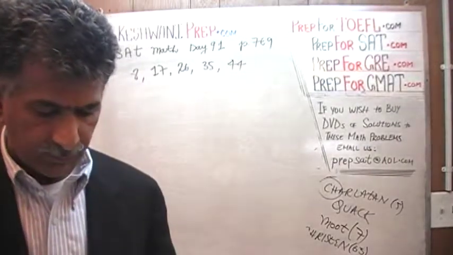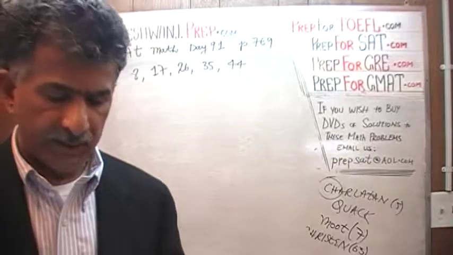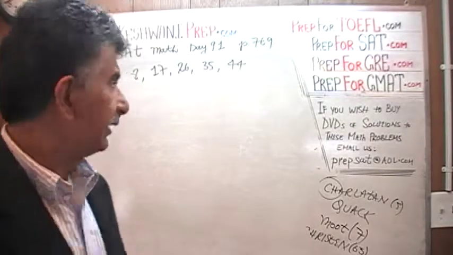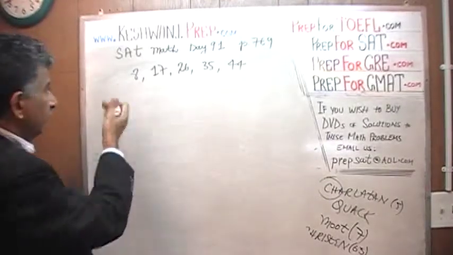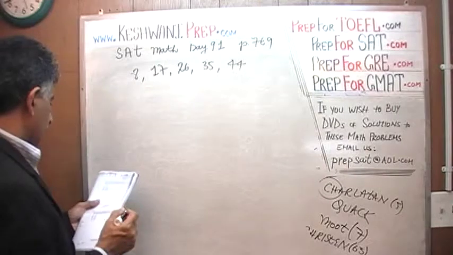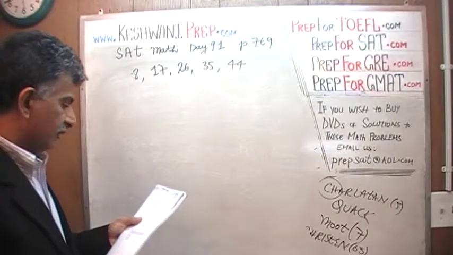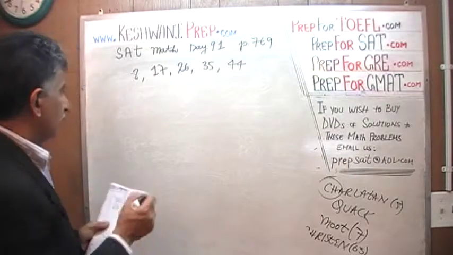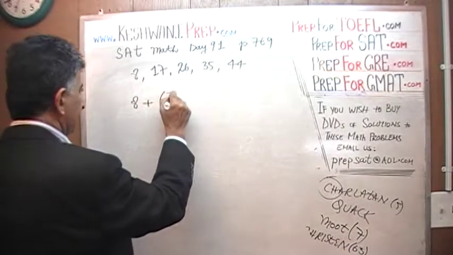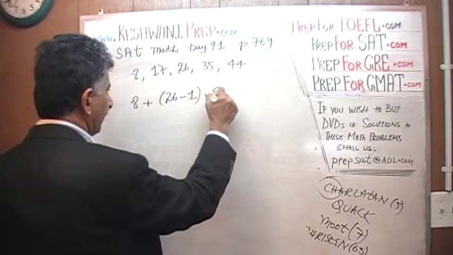Each term after the first term is found by adding 9 to the term immediately preceding it. As we can see here, it goes up by 9, starting with 8. The first term is given to us and then it goes up by 9. The question simply is, which term is this in the sequence, equal to 8, which is our first term, plus 26 minus 1 times 9.